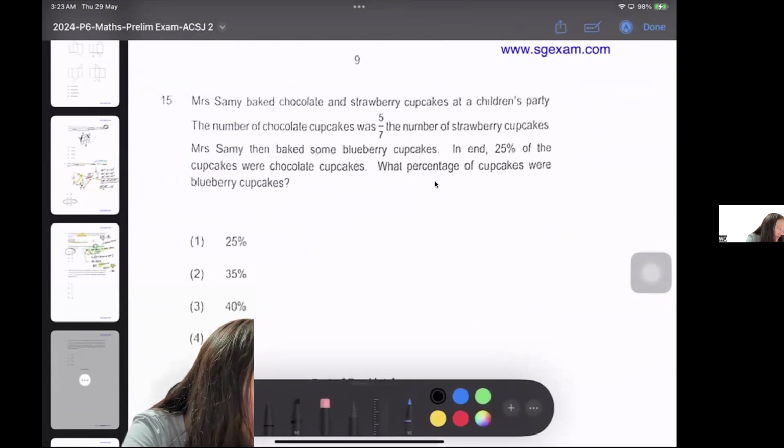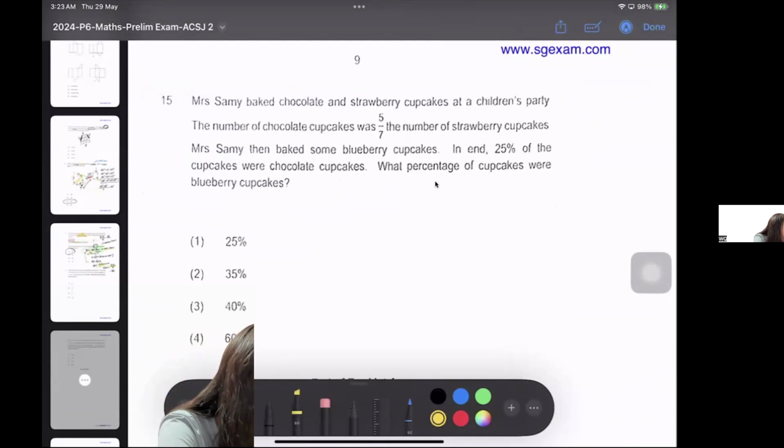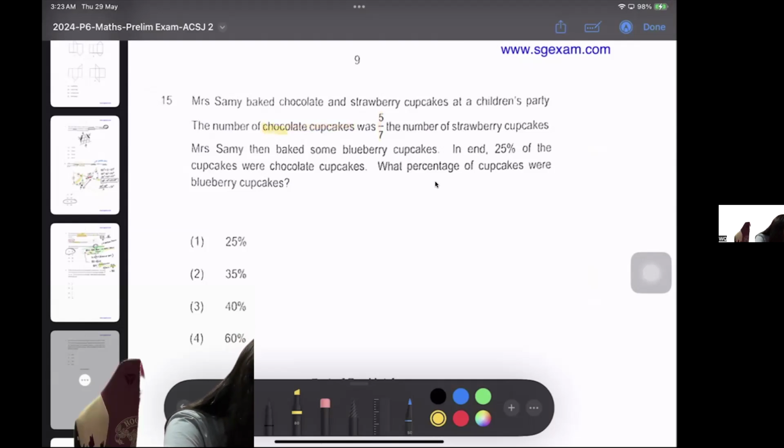So this is how you need to read. Okay, you need to read and underline at the same time. So like this, okay. So Sammy baked chocolate and strawberry cupcake. So okay, that's not very important. This is how you underline, okay? So they say something about chocolate ones. Okay, chocolate one is 5. Okay, we only underline the word chocolate. So chocolate is 5/7. When you compare it to strawberry, okay? 5/7, the number of strawberry cupcakes.